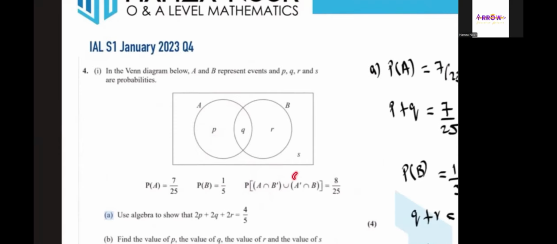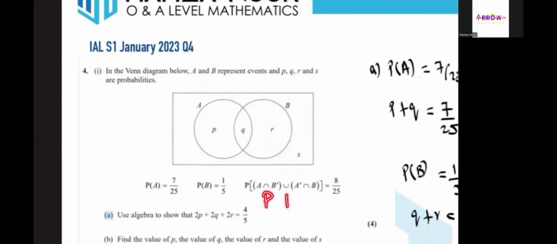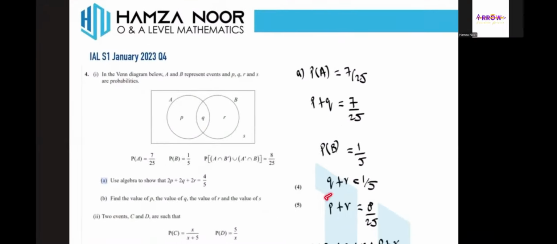And as far as A complement intersection B is concerned, this means the part of B which is not part of A, meaning the overlap between A complement and B. So this is obviously R. A complement means everything other than A, and the overlap with B is only R over here. So P plus R, because we are finding the union of these two events. This implies that P plus R is equal to 8 over 25.